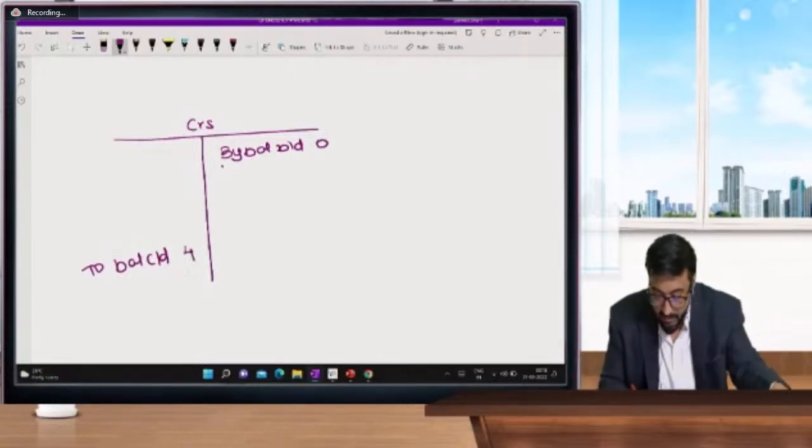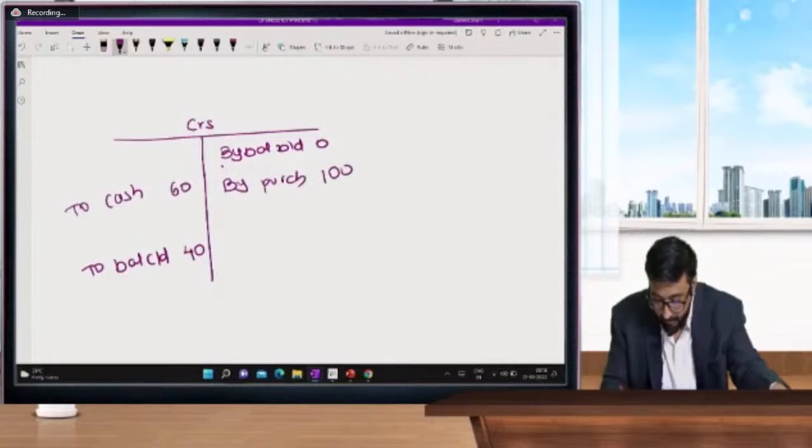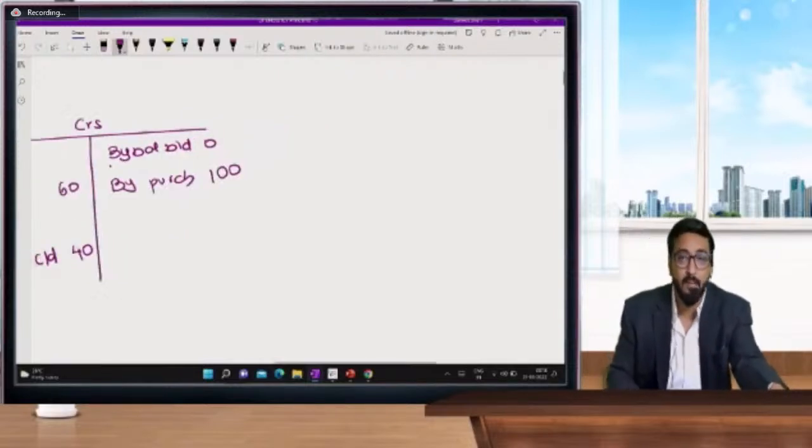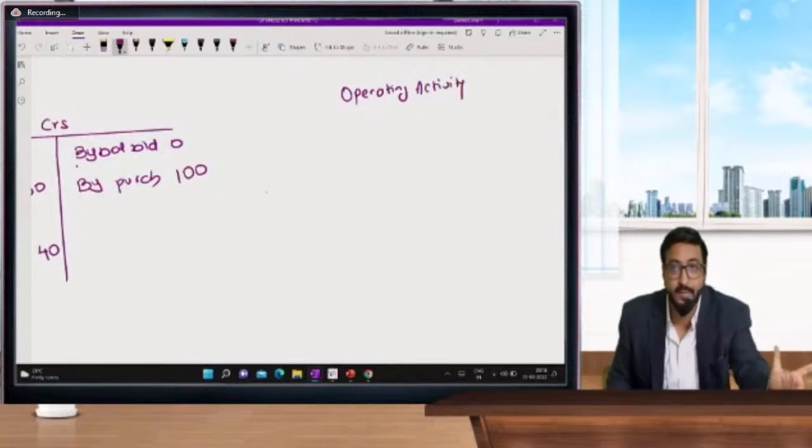So to balance carried down 40 you have, to cash 60, and by purchases 100. Beta, operating activity, understand this. Now very very important concept, operating activity. This creditors is related to operating activity.